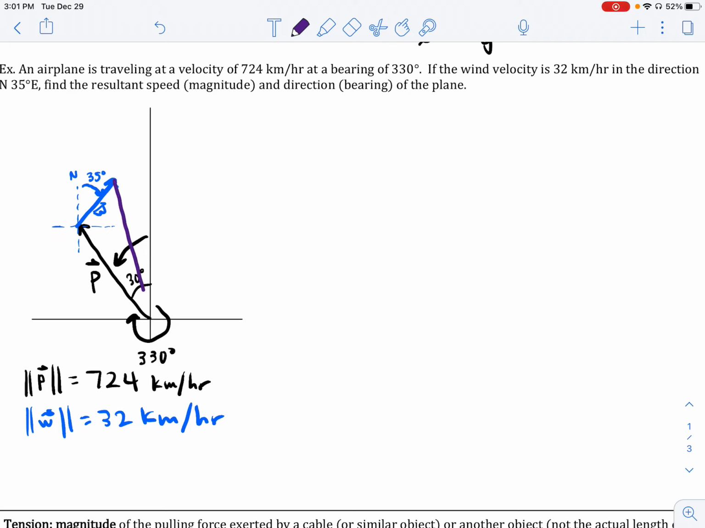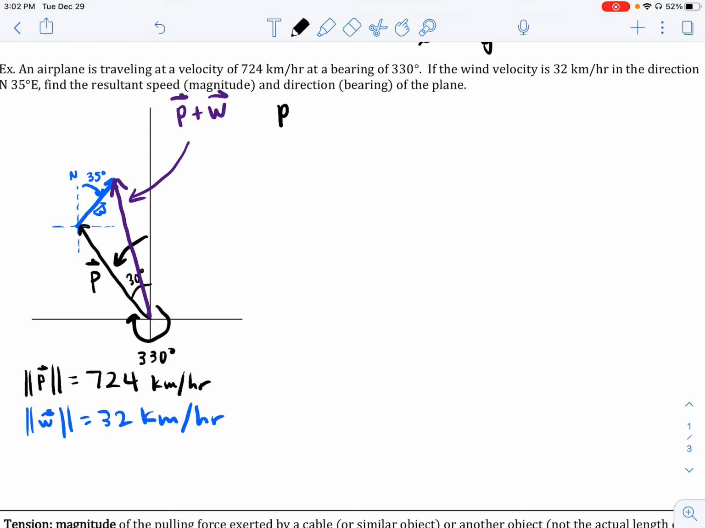So this is the actual vector that the plane is traveling with the wind taken into account. Because the wind is pushing that plane off course a bit, what we want to find is this resultant vector here, which we're just going to call P plus W. What is the magnitude, the plane's speed? And what is the bearing of this plane? Well, let's start by expressing the vectors first for both P and W.